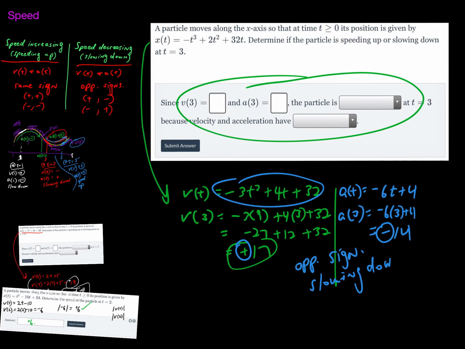How would I plug this into this Delta Math example? Well, since v of 3 is a positive 17, and a of 3 is a negative 14, the particle is slowing down. Why? Because velocity and acceleration have opposite signs. And that's how you would populate those answers.